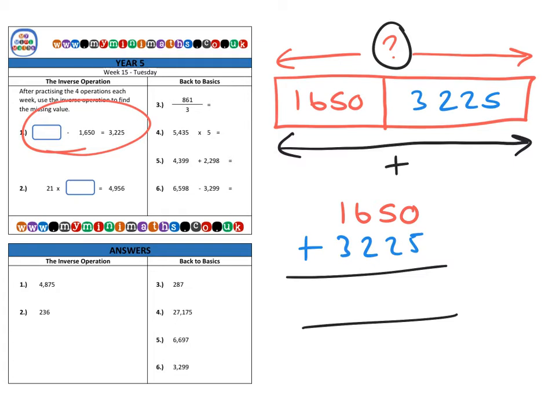So 0 add 5 units is 5 units. 5 tens add 2 tens, 7 tens for 70. 600 plus 200 is 800. And 1000 plus 3000 is 4000. So the full bar has a value, if I just make space for it, has a value of 4,875.